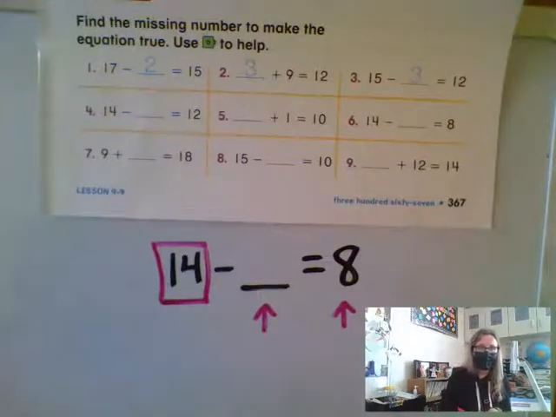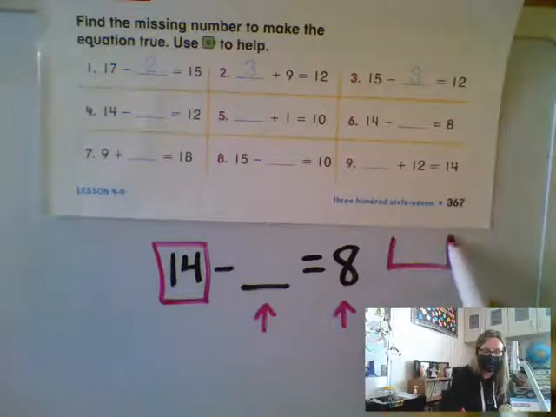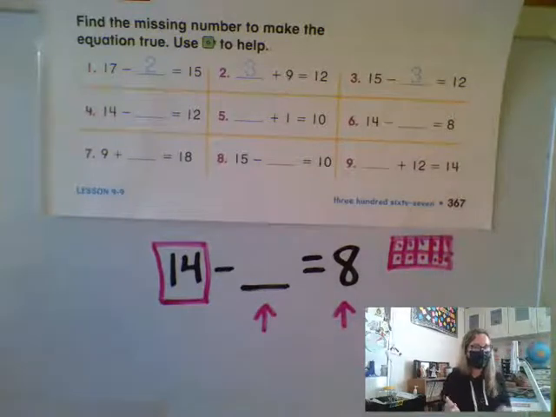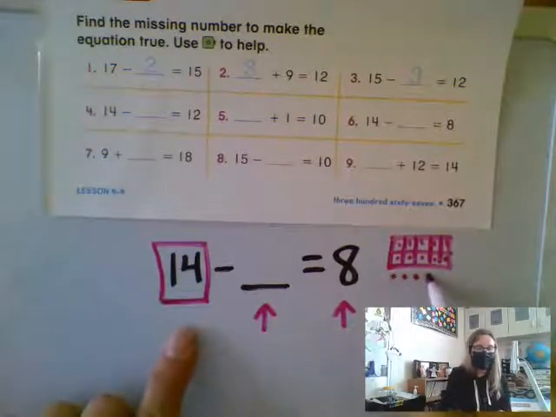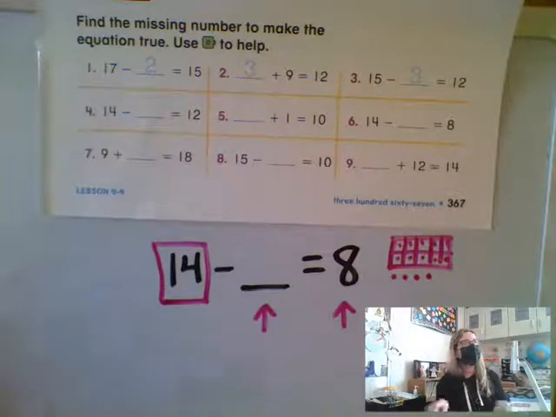So let's try that. Let's start with 14. We'll start with our 10. We do a quick 10 frame. 1, 2, 3, 4. There's 1, 2, 3, 4, 5, 6, 7, 8, 9, 10. We know that's 10. 11, 12, 13, 14. Okay, so we've got 14. Now let's take away 8, Blake, and then we'll see how many we have left, and that will be our missing number.